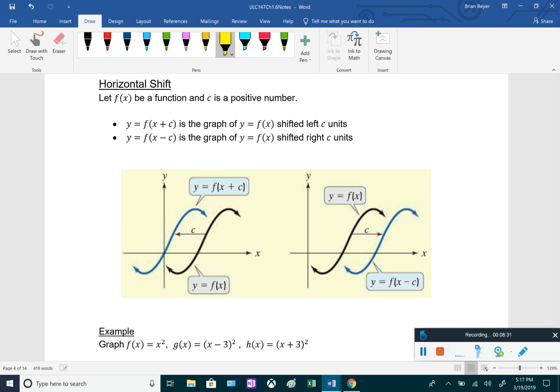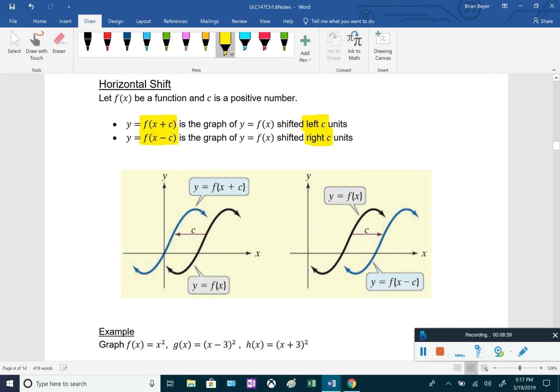For this one, if we have f of x plus c, notice that this time the plus c is on the x. It's directly with the x. This is going to move it to the left c units. So it's opposite of what you would think. Plus c here is moving it to the left. If we have f of x minus c, that's going to move it to the right c units.